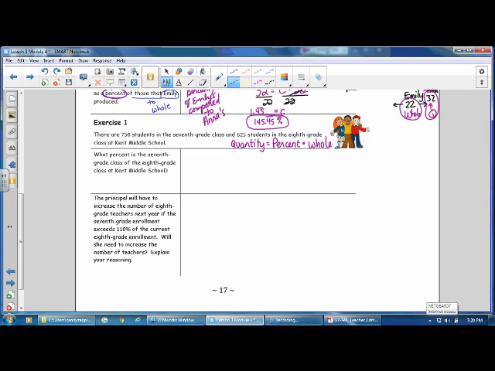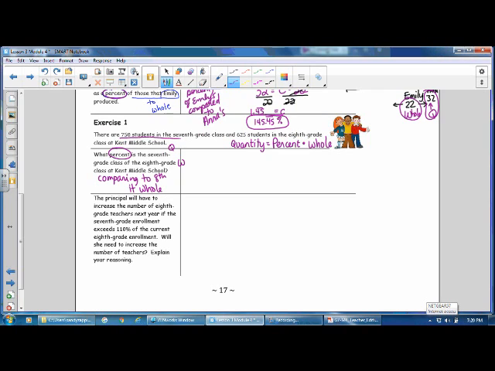I know that I can use this formula because I'm looking for a percent and I have a quantity and a whole, or a part and a whole. The part and the whole are the 7th graders and the 8th graders. So we want to know what percent is the 7th grade out of the 8th grade. So the 7th grade is the quantity, or the part, and the 8th grade is the whole, because we are comparing it to the 8th grade. Since we are comparing to the 8th grade, it is the whole.